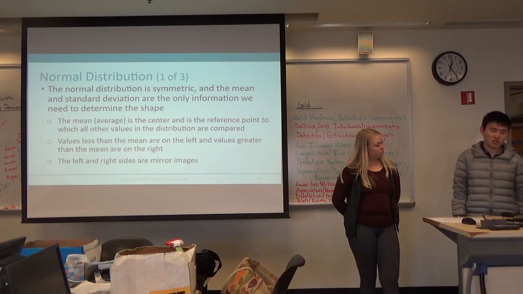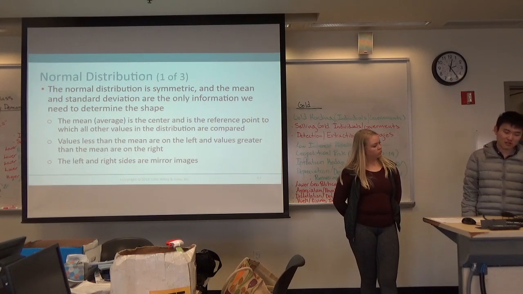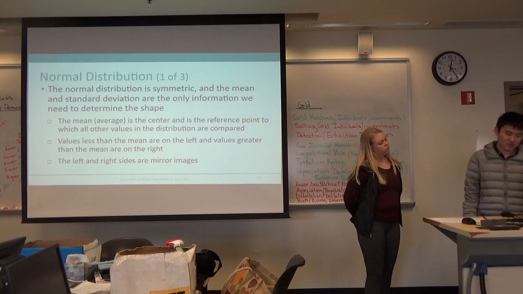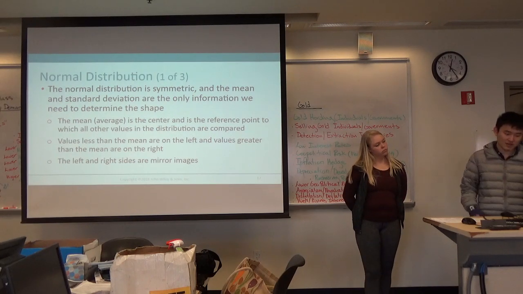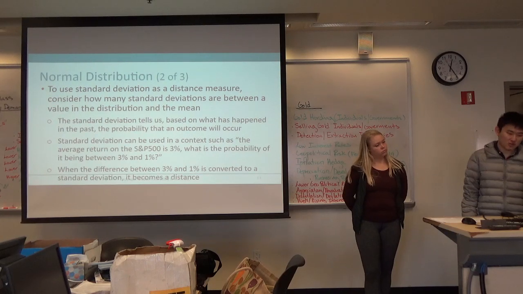The normal distribution is symmetric, and the mean and standard deviation are the only information we need to determine the shape. The mean average is the center and the reference point to which all the other values of the distribution are compared. Values less than the mean are on the left, and values greater than the mean are on the right. The left and right sides are mirror images. To use standard deviation as a distance measure, consider how many standard deviations are between the value of the distribution and the mean. Standard deviation tells us, based on what has happened in the past, the probability that any outcome will occur.